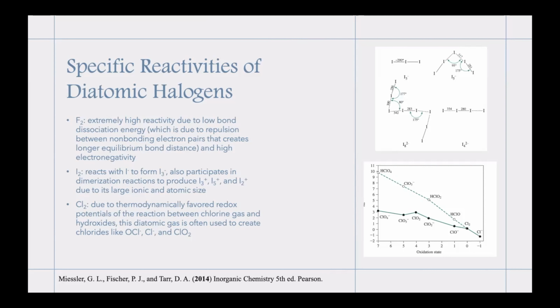Lastly, diatomic chlorine is actually very thermodynamically favorable in terms of redox potentials, and the reaction between chlorine gas and different hydroxides will often be used to create things like hypochlorite, chlorite, and perchlorate. This can be seen in the image on the right, where we can see that there is a linear relationship between the redox potential and the reaction of chlorine with different hydroxides to form different compounds. In particular, the perchlorate compound has a very high redox potential.